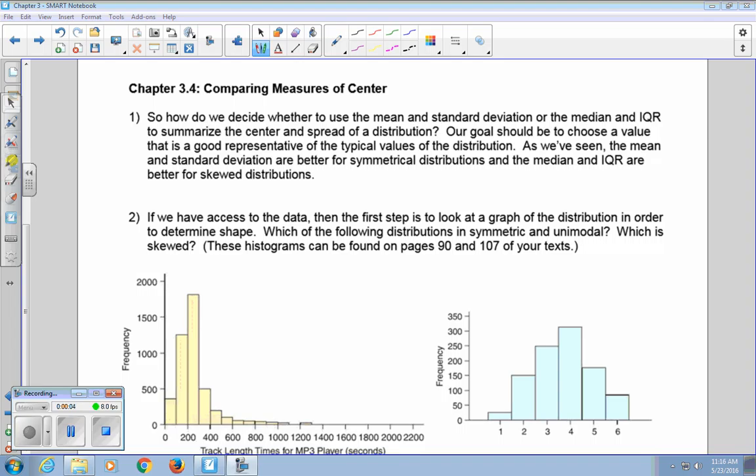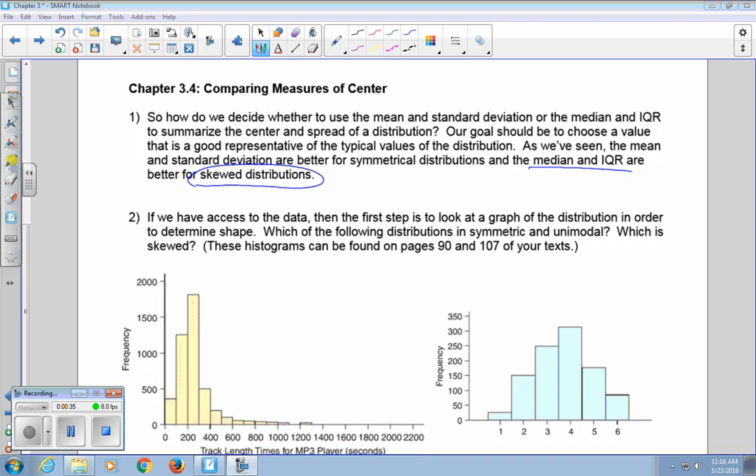This is section 3.4, comparing measures of center. So now that we've discussed both the mean and median, how do we decide which to use when we are summarizing our data? Our goal should be to choose a value that's a good representative of the typical values of the distribution. And as we've seen, the mean and standard deviation are better for symmetric distributions, whereas the median and IQR are better for skewed distributions.